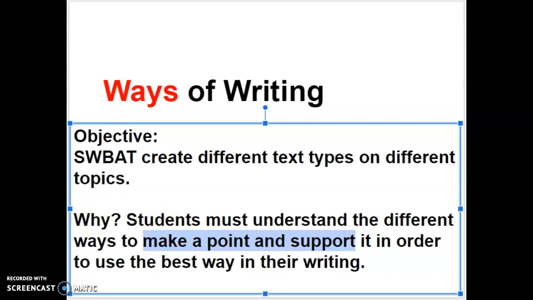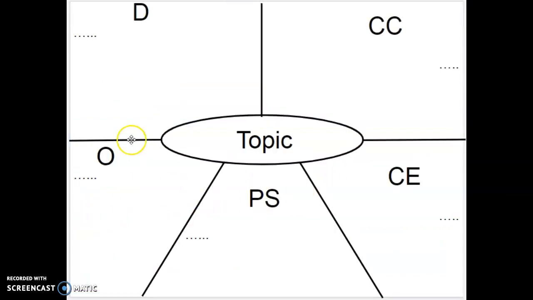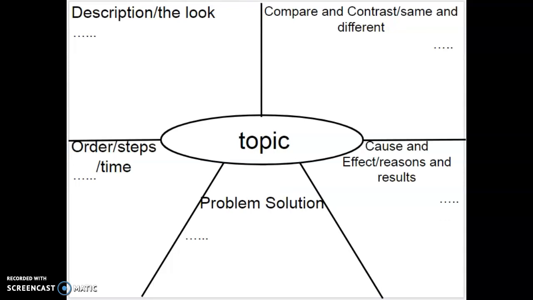a different example. So the way we're going to practice this, well, we're going to have a graphic organizer that looks like this, topic in the center broken up into 5 different parts. Each part is asking you to write in a different way. So up here in the top left, we have description, in other words, the look, compare and contrast, or in other words, what is the same, what is different, order or steps or time, problem solution, and then finally cause and effect, or reasons and results.